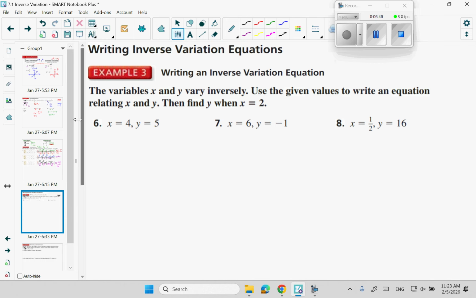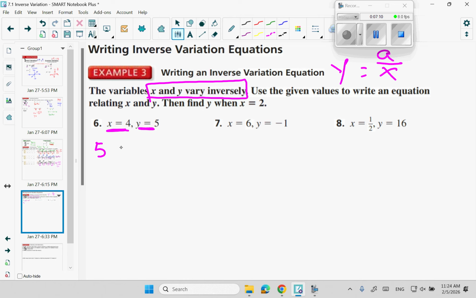Right, an inverse variation. So the variables x and y vary inversely. So I know they have to have the pattern y equals a over x. And I'm even given the x value and the y value, so I'm going to need to solve for the a. So let's just plug those in.